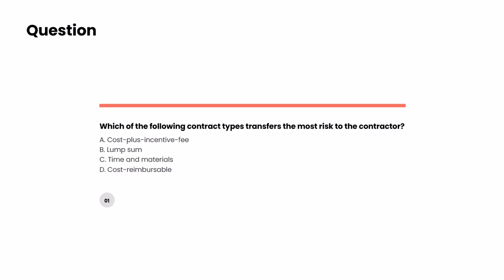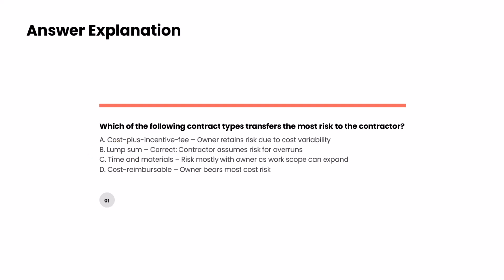Now the first question here is, which of the following contract types transfers the most risk to the contractor? This is exactly the same question which we have seen previously. So definitely we can straight away answer this as lump sum, which is the contract type where most of the risk lies with the contractor. So here is the right choice, which is B, and that's the answer here.